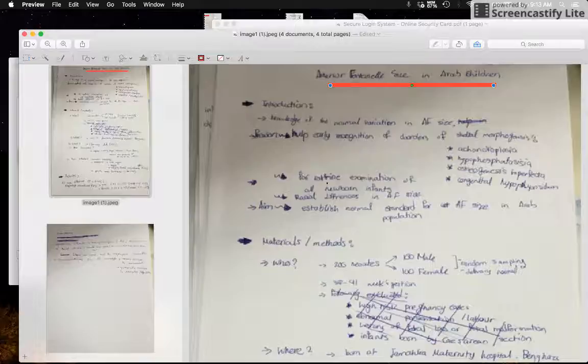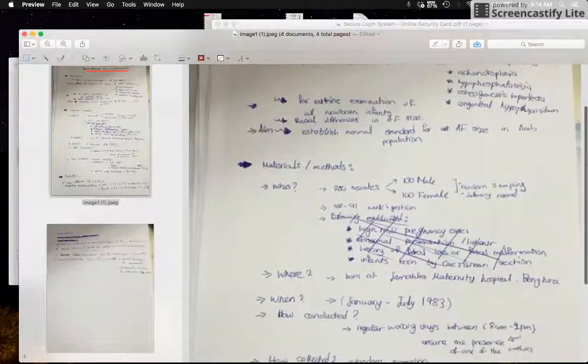I think this is a little redundant with the routine examinations of infants. Yeah, you can incorporate that into the top part. Remember, you need to be efficient with your words here. And then the aim. Great. Okay, you have that there.